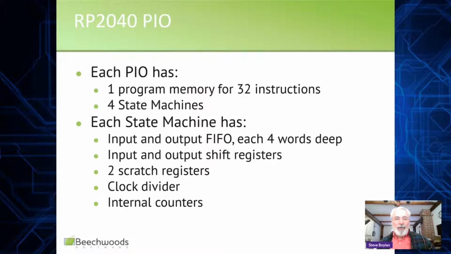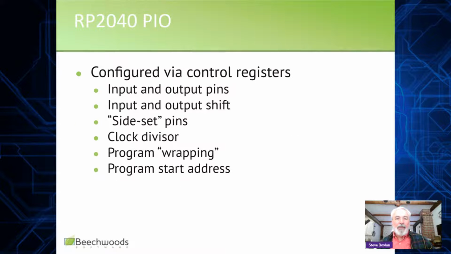So if you go on to the next slide. The control registers let you set up a bunch of things. You can define what the input pins are, what the output pins are, the shift for the input and output, which is, for example, how many bits the shift registers move after you do an input or output operation. There's also a concept of a side set pin or side set pins, where you can set other pins separate from the input pins and output pins. You configure the clock divisor.